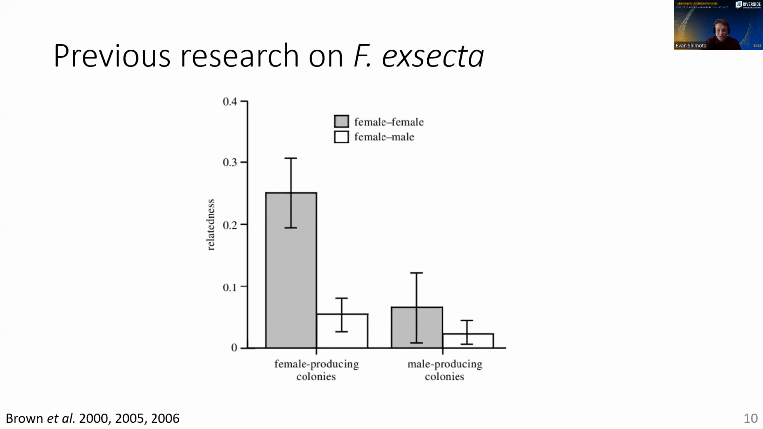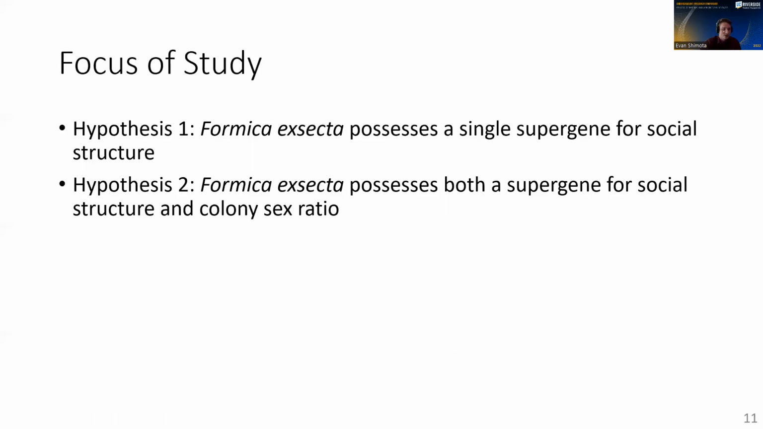Additionally, other previous research determined that resource availability was found to influence these biased sex ratios. Female producing colonies were consistently located closer to natural food sources than male producing colonies. And when resources per queen were abundant, colonies would typically produce females. And when resources per queen were scarce, colonies would produce males. So this leads us to the two hypotheses in the study. The first one is that Formica execta possesses a single supergene for social structure, and hypothesis 2 is that Formica execta possesses both a supergene for social structure and colony sex ratio.